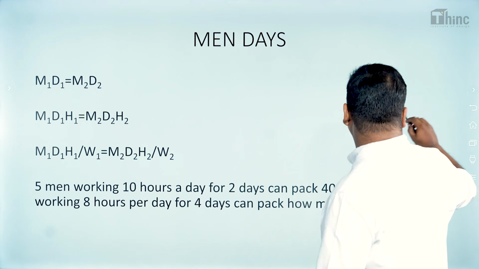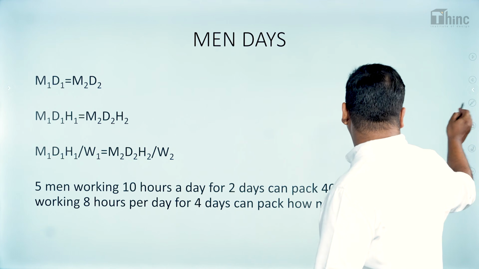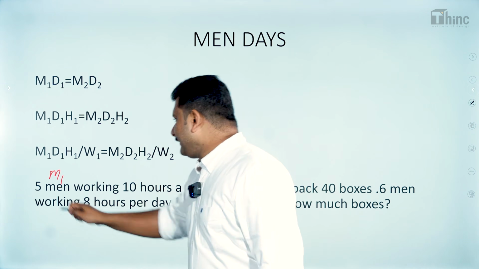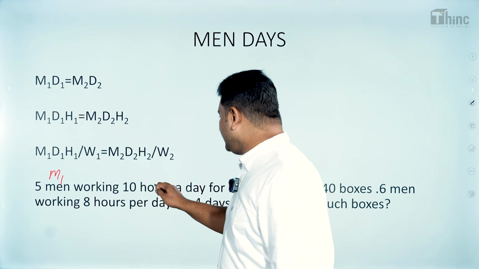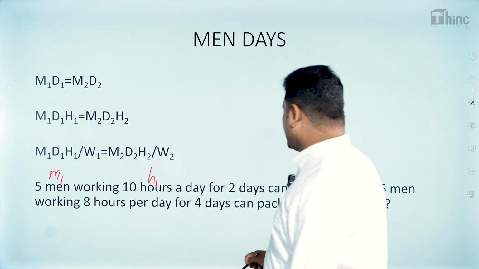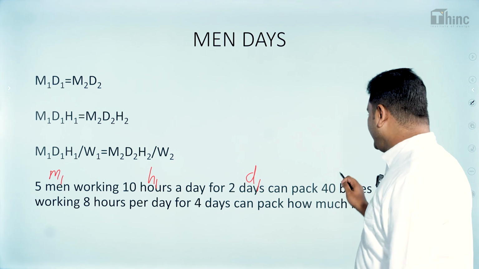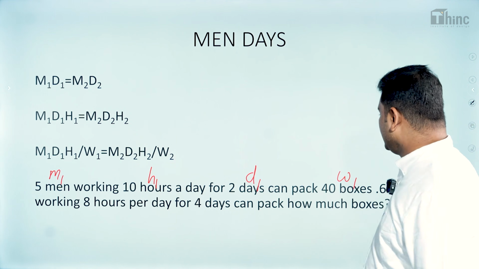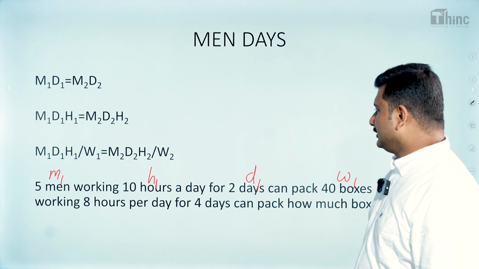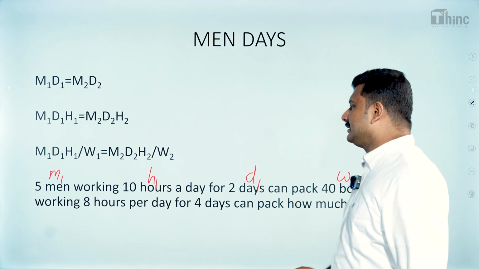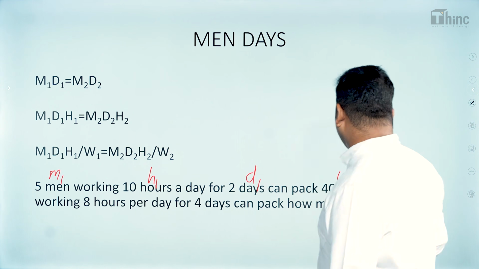Now what is D1 and H1? How many hours are they working for? They are working for 10 hours. How many days? 2 days. They can pack 40 boxes, right? So we know the value of W1 also, 40, because that is the work they are doing. So you know what M1, H1, D1 and W1 are.